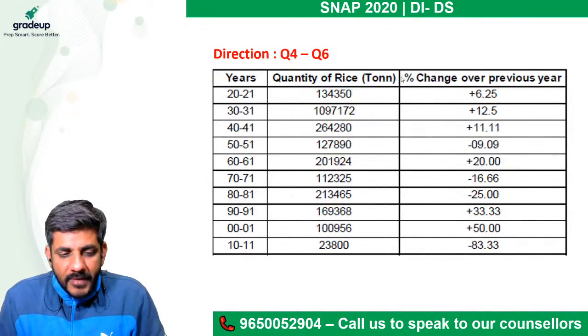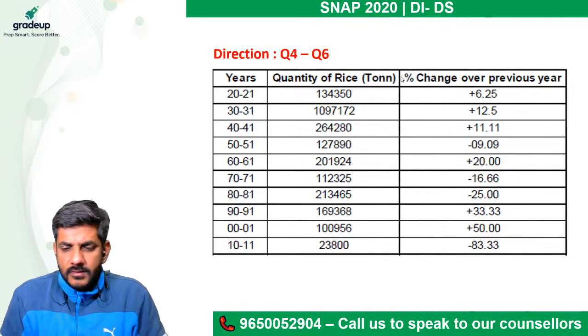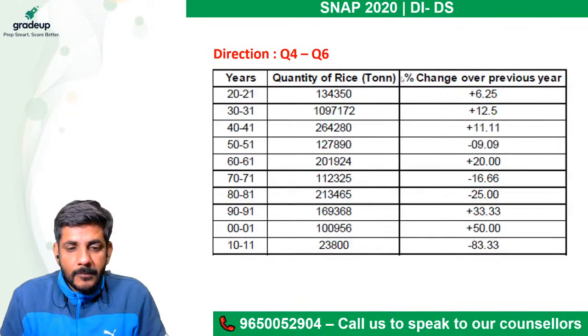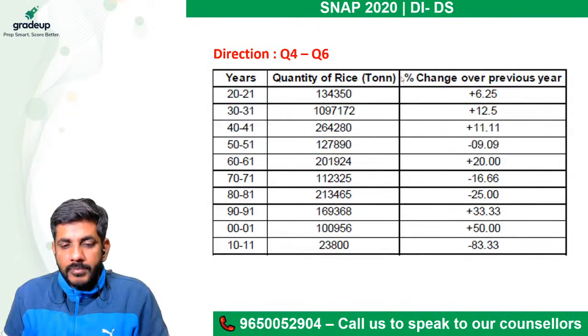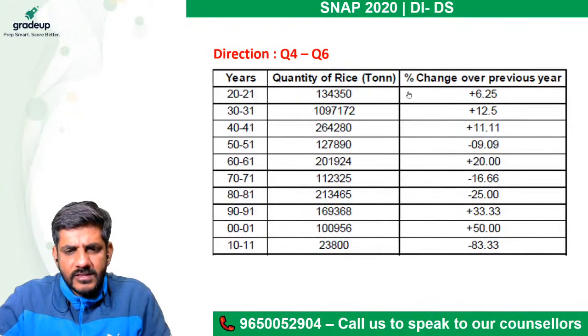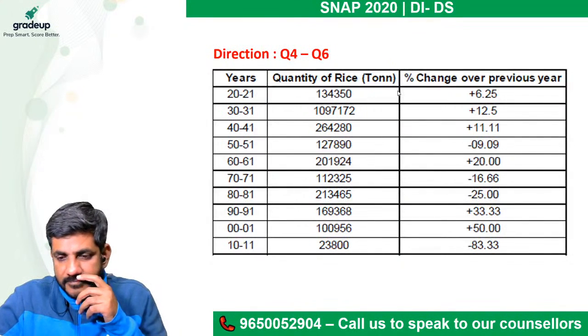So it is memory-based data. Okay? There is a possibility that some of the figures might be slightly above or below, and some of the directions might not be written. It is telling you about the years, the quantity of rice, and the percentage change over the previous year. So even if nothing is written, I think it is easily understandable. You can easily understand what he is trying to say in this table, right?